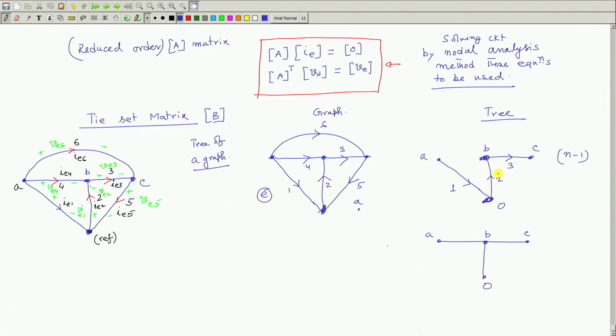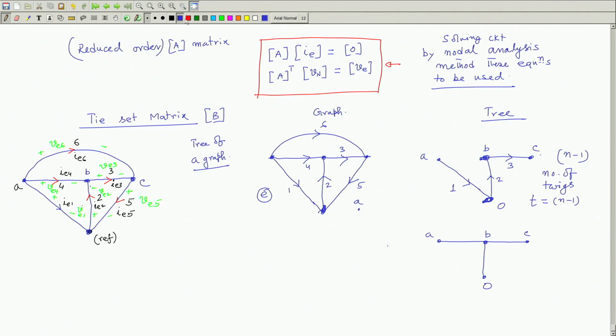Now, a tree also consists of branches or edges. These edges are given a separate name called twigs. The number of twigs is equal to n minus 1. In this case, it will be 3. Got the idea? And it is denoted by the letter t. T is not time, it is the number of twigs present.